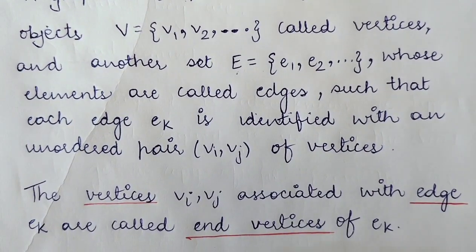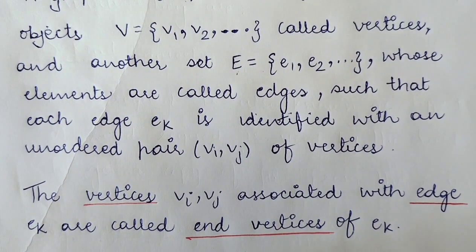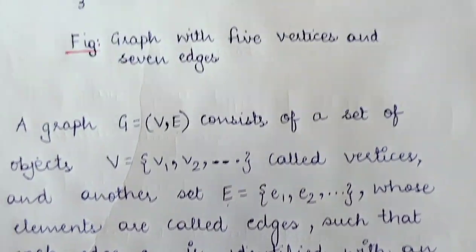The vertices Vi, Vj, where i and j represent any random number. The vertices Vi and Vj associated with edge Ek are called the end vertices of Ek. So those vertices which are associated with an edge are called the end vertices of that particular edge.